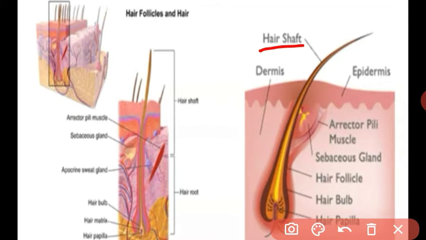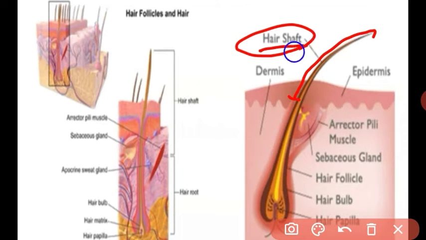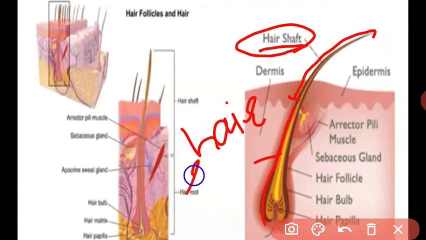First is the hair shaft, the part which projects from the skin, extending slightly above the epidermis. This part is called the hair shaft. Below the epidermis, the part is called the hair root, and this part is called the hair bulb. Got it? These are the three main parts of the hair.